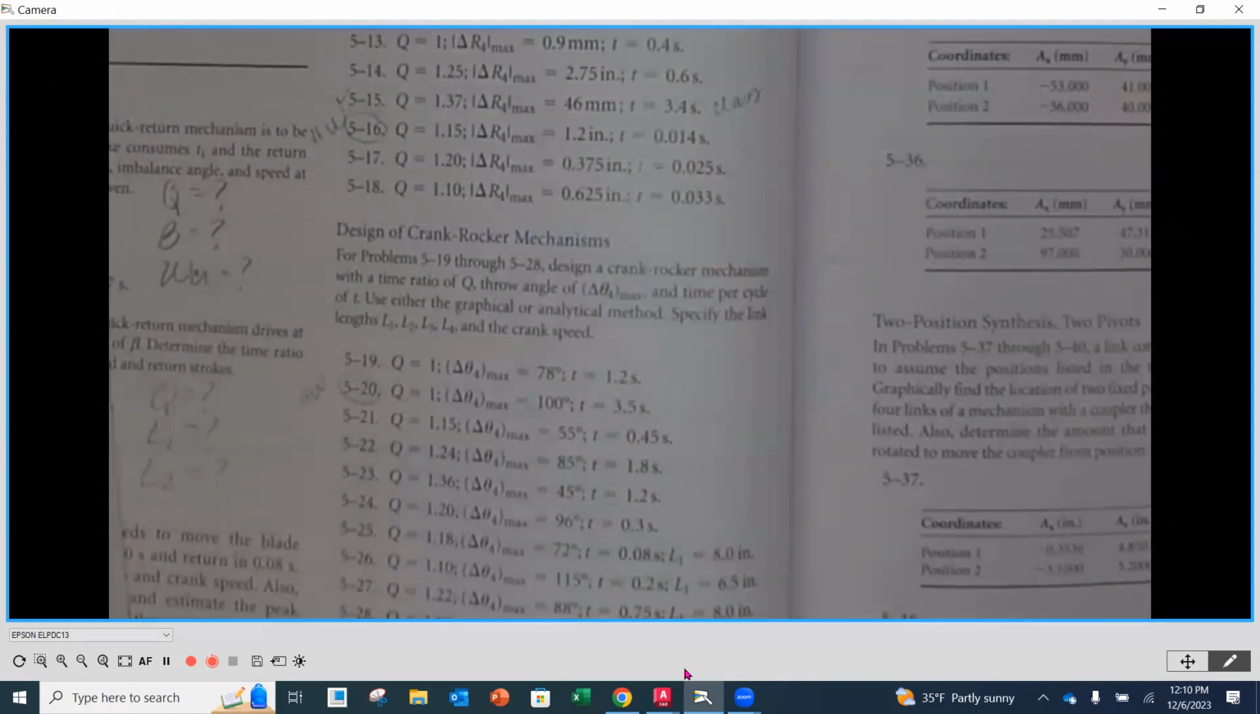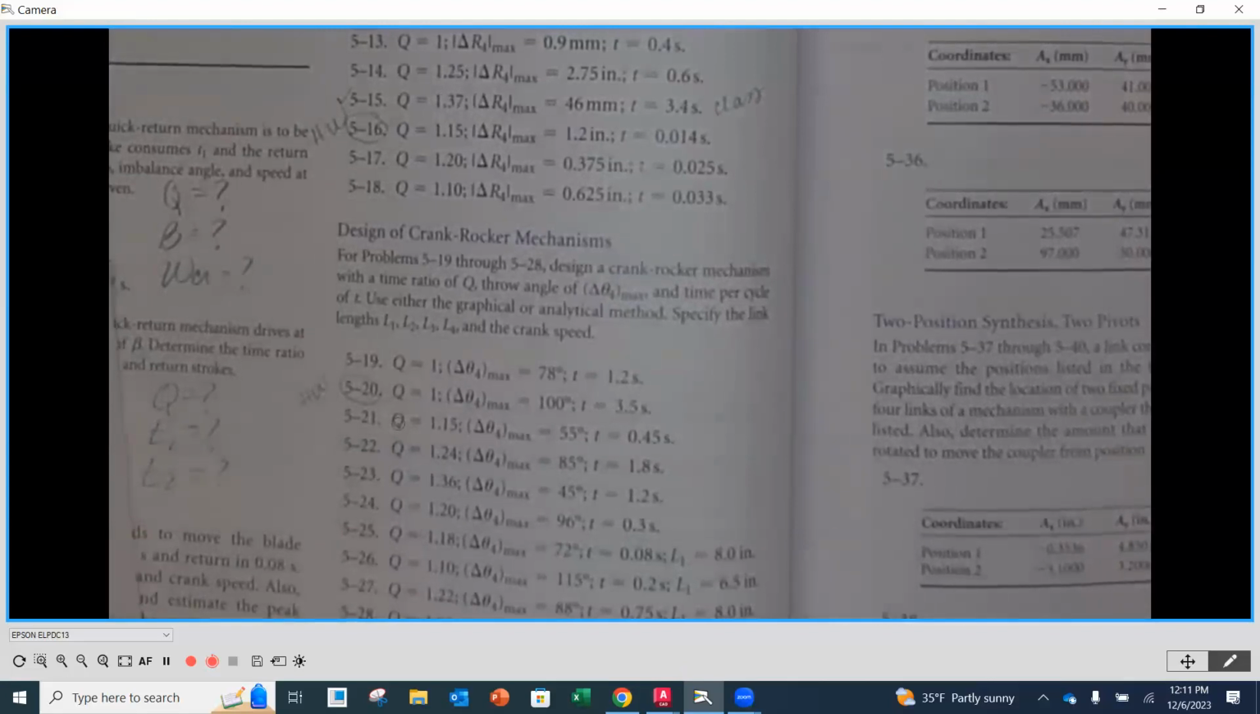So the furthest part outward is going to be one direction, and the furthest part inward is going to be the other direction. And when we have a Q of 1, that just means that it's symmetrical. So the time to get to that outer throw angle to the inner throw angle on either the out or the in is going to be exactly the same. Okay. And that's going to be just like when we had what we call an inline crank slider mechanism, like we had earlier in our lecture.